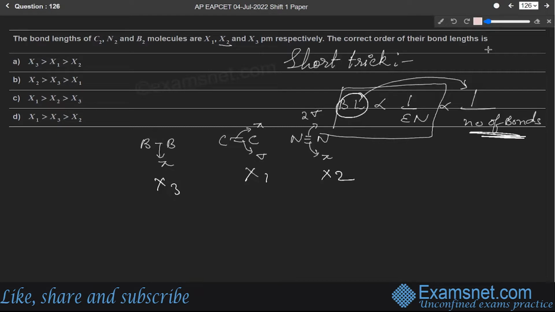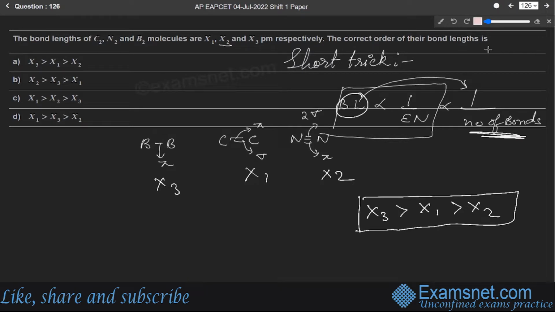X1 is two bonds, so bond length again decreases, and this is a single bond, so you can easily predict the order: X3 greater than X1 greater than X2. This is also the order of single bond, double bond, and triple bond, because this question is somewhat similar. Okay, so again this is an important question I can mark.